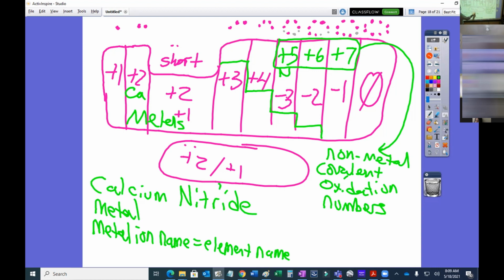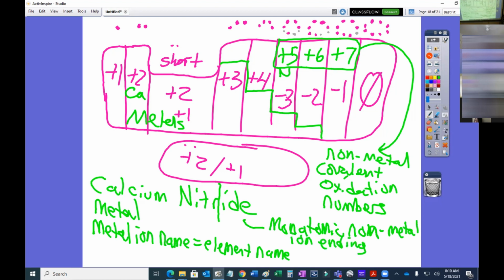It's now nitride. So -ide is the monatomic non-metal ion ending, or suffix. Whenever you see -ide, not 100%, but 90% of the time, you know you're looking at the more non-metallic component of a compound. If it's a monatomic ionic compound, it is the non-metal.